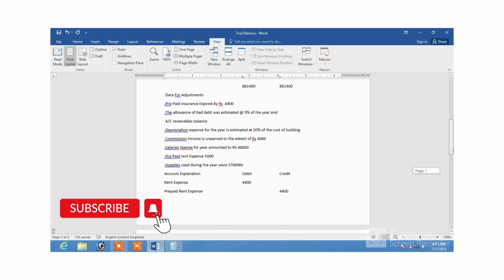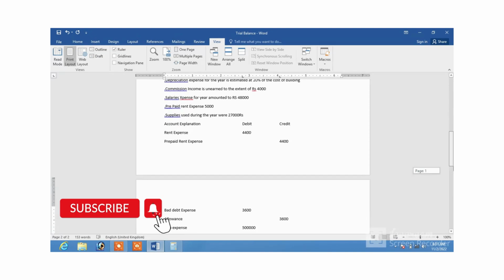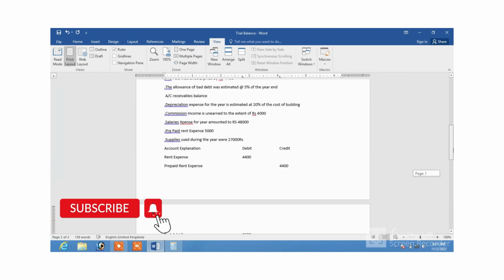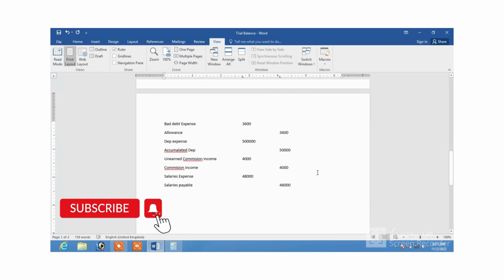Salaries expense for the amount of 48,000. Salaries expense is always debited. Salaries expense is 48,000. Salaries payable, yes, 48,000.